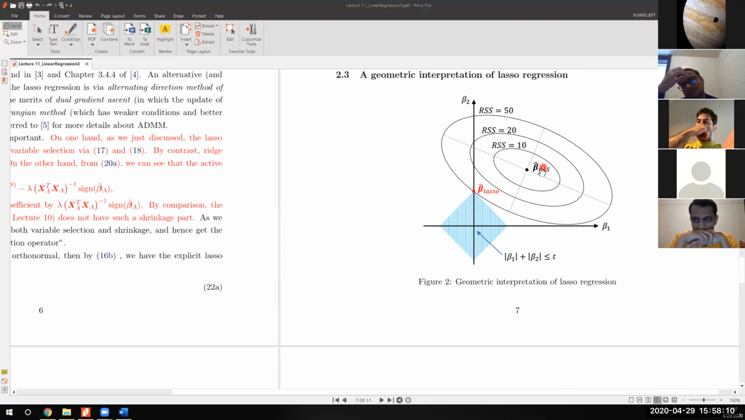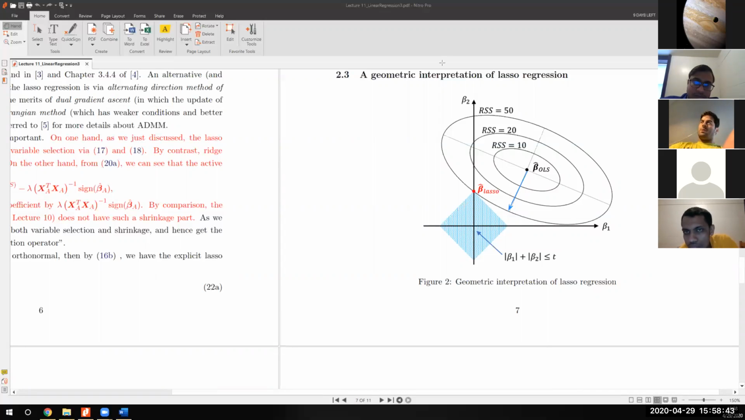Have a look at this, guys. Here is the center. I'm going to gradually make my contours bigger and bigger, until I reach the first point of contact, like a tangent, with this shaded area, for example here. And hence I call this the Lasso solution. This is correct, right? Any question here?